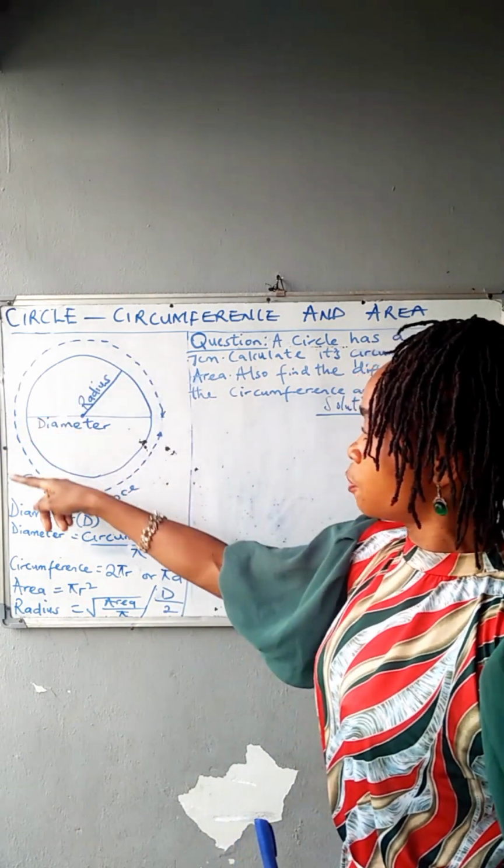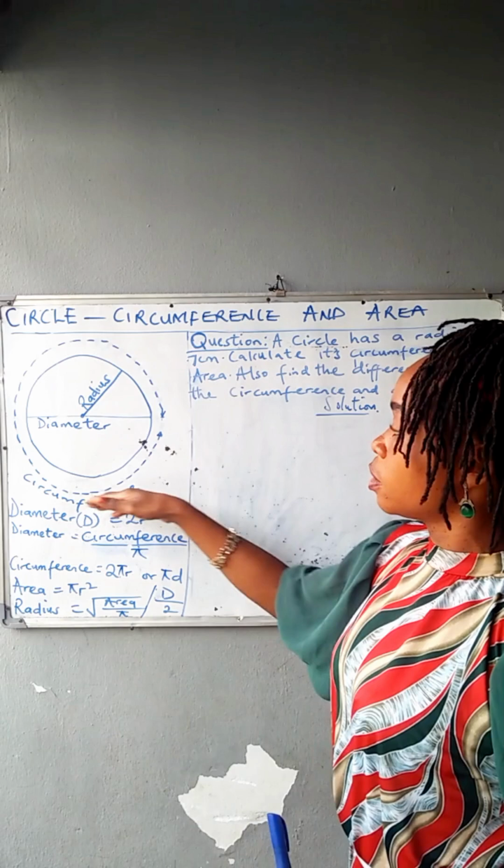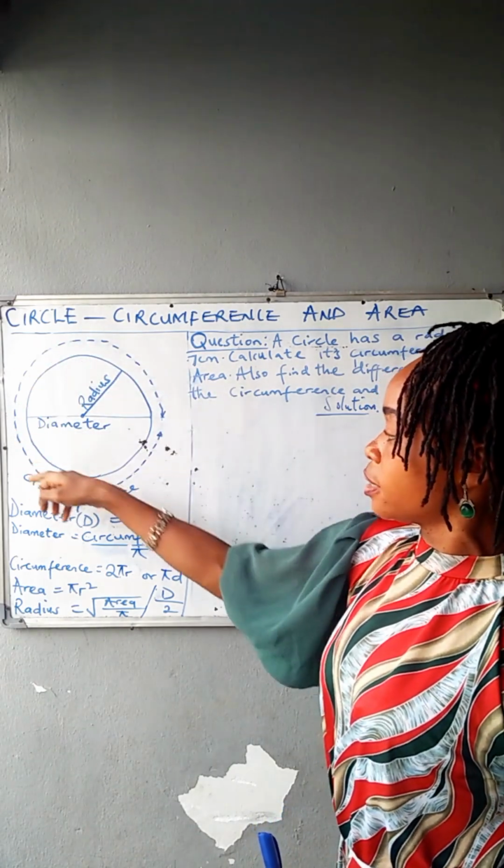Now this is a circumference. The circumference of a circle is around the circle. So this is the circumference of a circle, denoted in dotted lines.